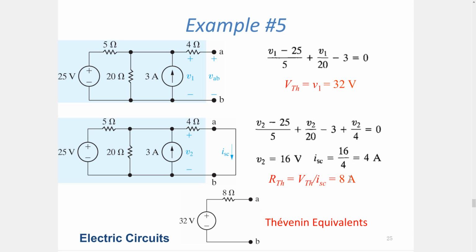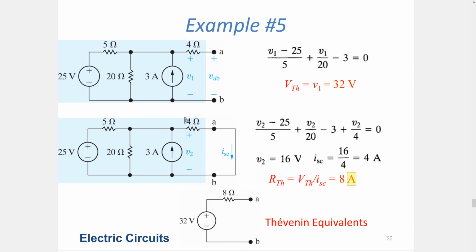Basically, it's ohms. There's something wrong here that needs to be corrected. And I can redraw my circuit as a 32 volt voltage source with an 8 ohm resistor in series. Now this circuit and this circuit behave equivalently from the terminal AB point of view.